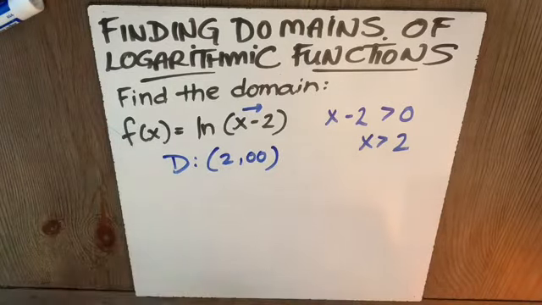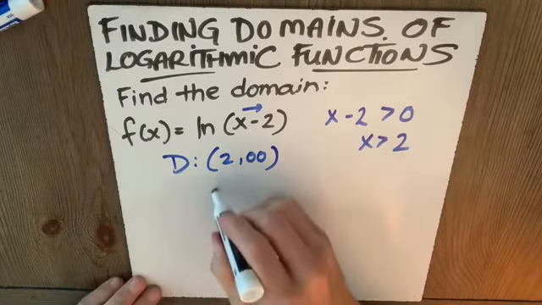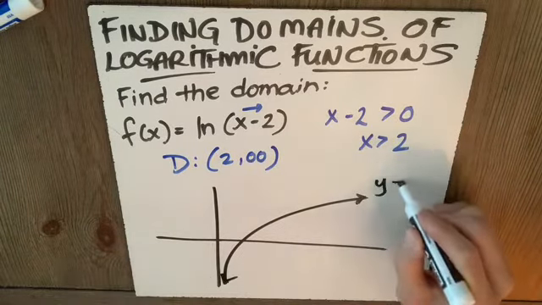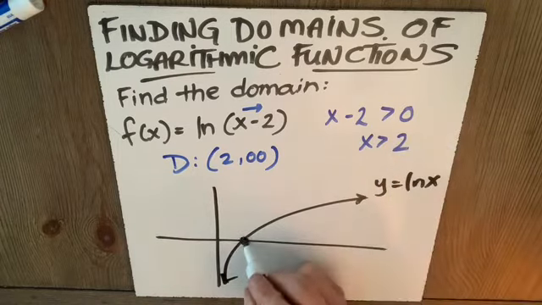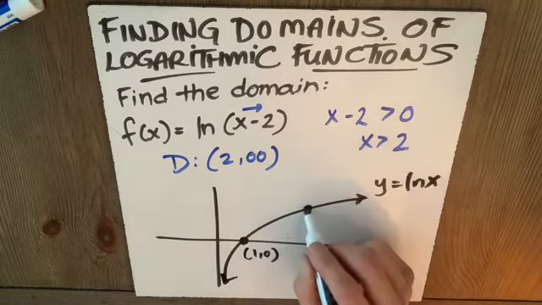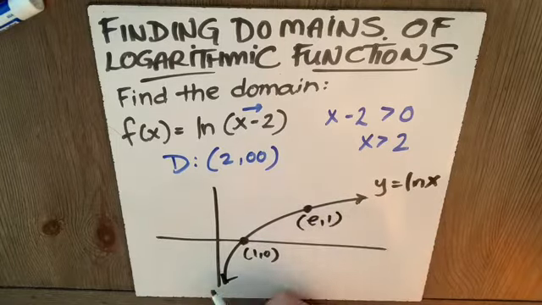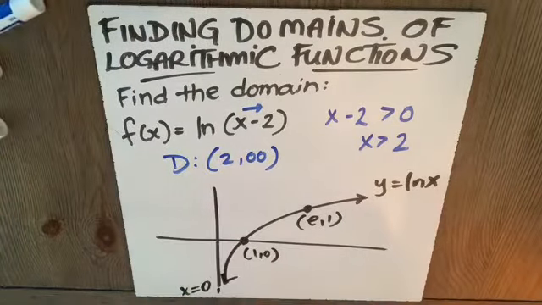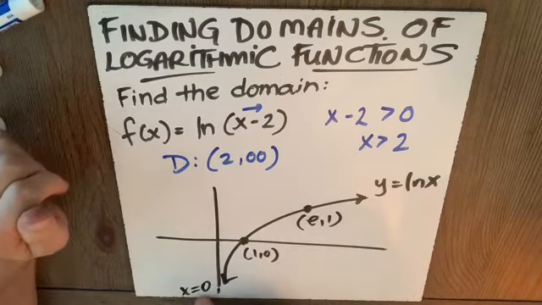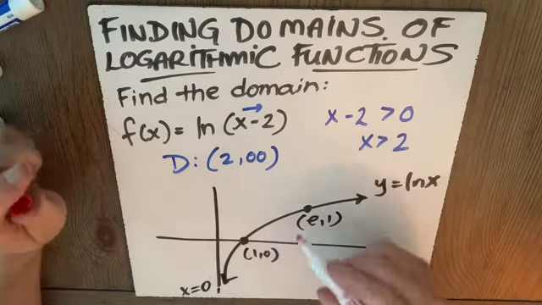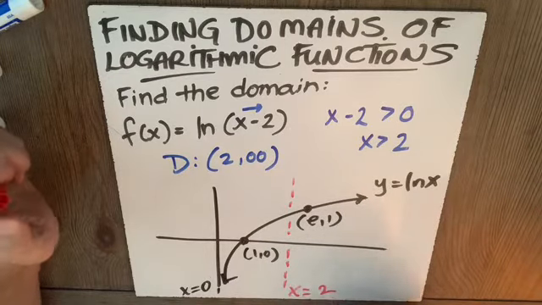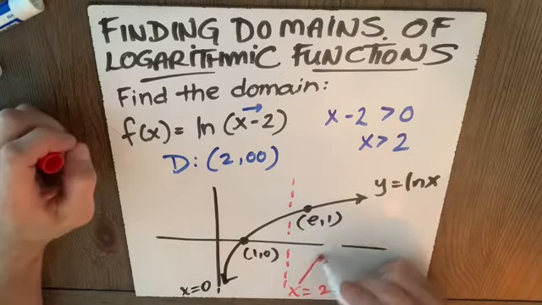Let's look at what the graph of this looks like. Of course, our parent function here in black is going to look something like this. This is y equals natural log x. It goes through 1, 0, and e, comma 1, and it has a vertical asymptote at x equals 0. Now, if we're going to move this 2 to the right, then our asymptote, x equals 0, becomes x equals 2.